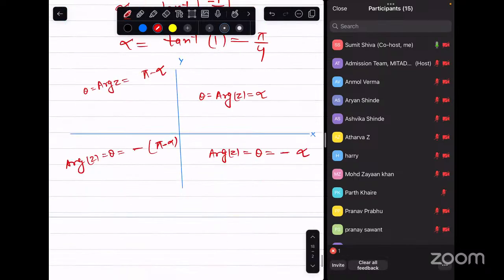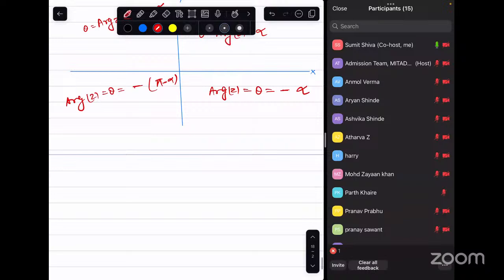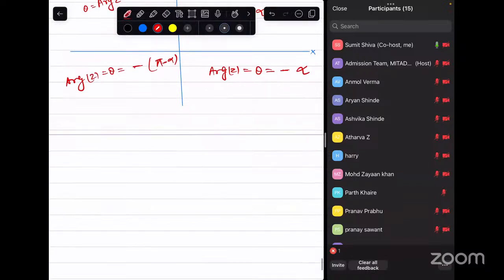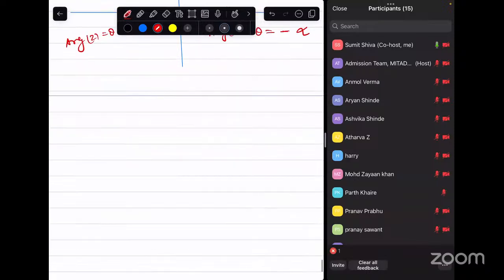In this case we have alpha as pi by 4 and the complex number has coordinates (1, −1). So (1, −1) will be in which quadrant? It will be in the fourth quadrant. So we can write that complex number z lies in the fourth quadrant. And if it is lying in the fourth quadrant, in that case argument of z, that is theta, will be minus of alpha. So theta will be minus pi by 4.